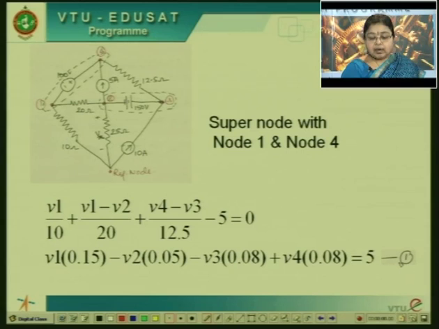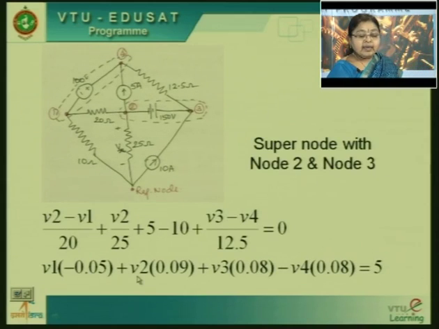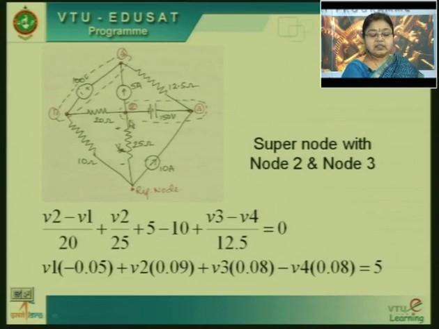Now coming to the equation for node 2. If you consider node 2 and node 3, there is one more voltage source between these two. So if I want to write an equation, I cannot write the current flowing from node 2 to node 3 because there is a voltage source. Again a super node forms between node 2 and node 3. To write the super node equation, I have to consider the branches connected to node 2, that is the 5 ampere current source, the 20 ohm resistor and the 25 ohm resistor, all three connected to node 2, plus for node 3 the 10 ampere current source and the 12.5 ohm resistor.